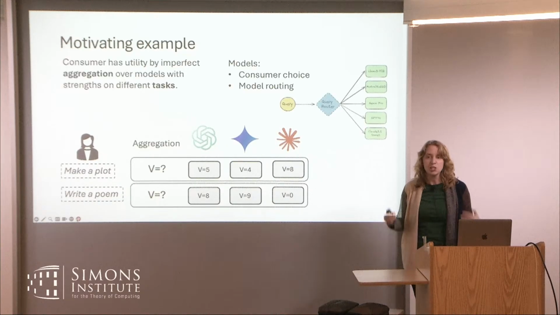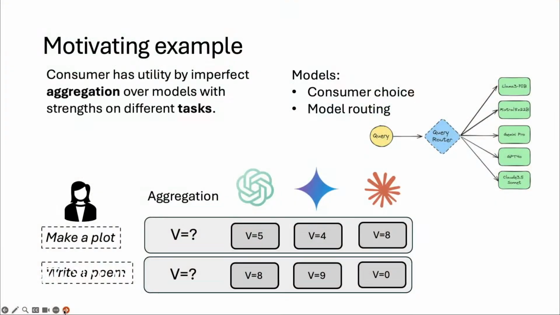So at a high level, let's zoom out and see what's happening. The consumer has utility by imperfect aggregation over a set of models that have different strengths and weaknesses. And this could be model consumer choice. That's a running example we're working with throughout this. You could also view this as routing. So you have some router here that's acting as the user, and they're trying to get higher utility by picking the right model for a query they're looking at. So this is the high-level thing that we're going to be talking about.